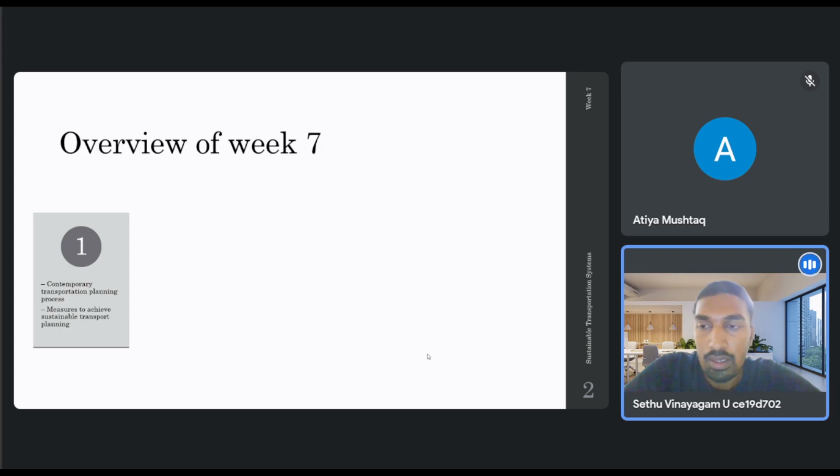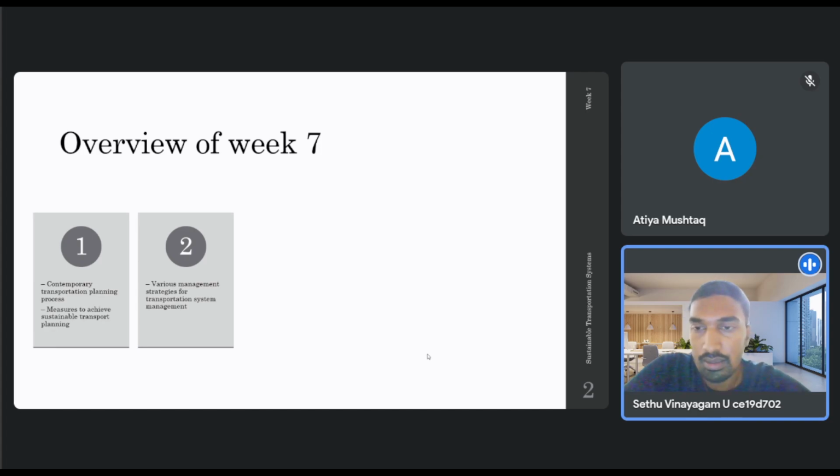We looked at some of the processes that are involved in transportation planning, and also some issues that have to be overcome in the transportation planning process. Towards the end, we looked at different measures that are undertaken for achieving sustainable transportation planning, in particular some traffic calming measures: how they help increase the safety and the efficiency of the transportation system, and the different measures that come under them. We looked at that in the first lecture of week 7.